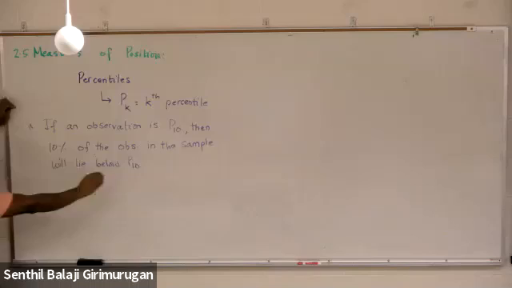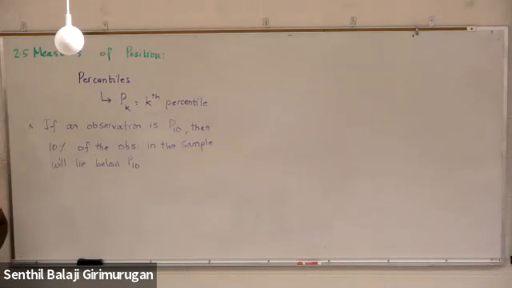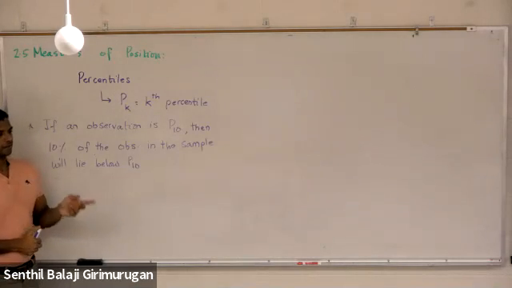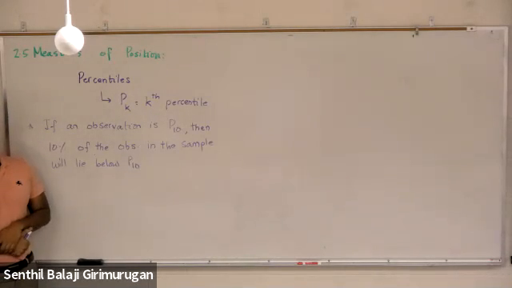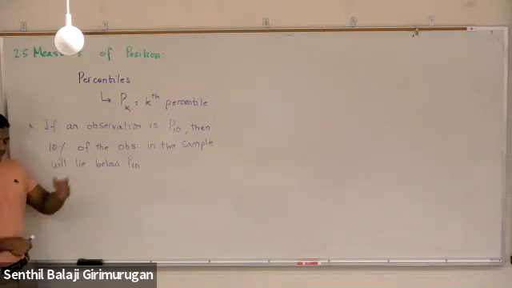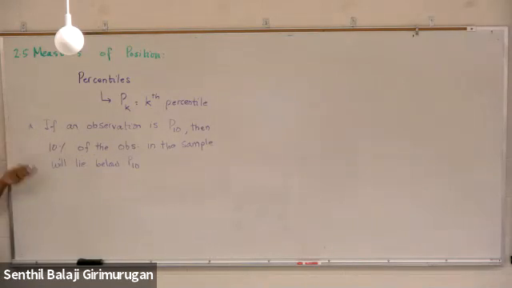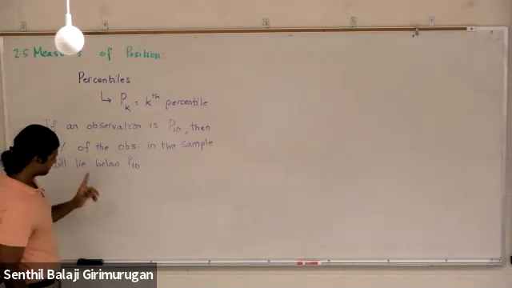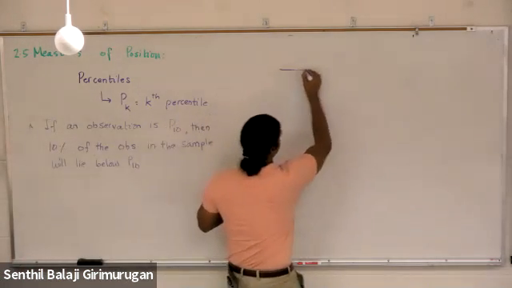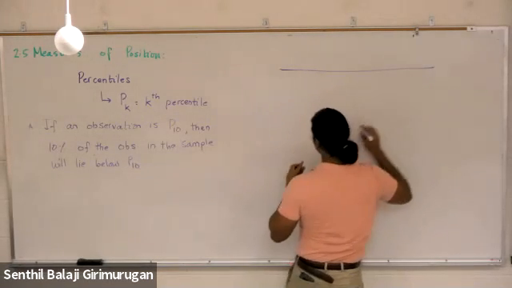that number, P10. Let's say I call a number as P30, then what would it mean? 30% of the data would lie below? 30% of the data would lie below P30. If I said P80, 80% would lie below P80. Okay.